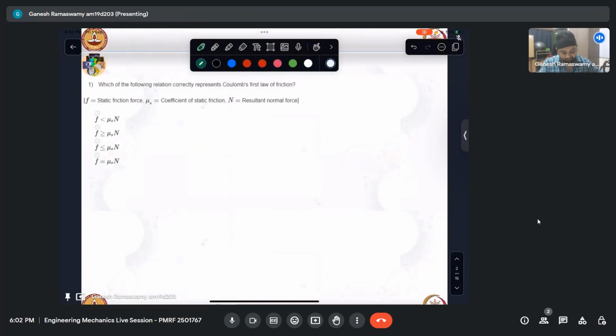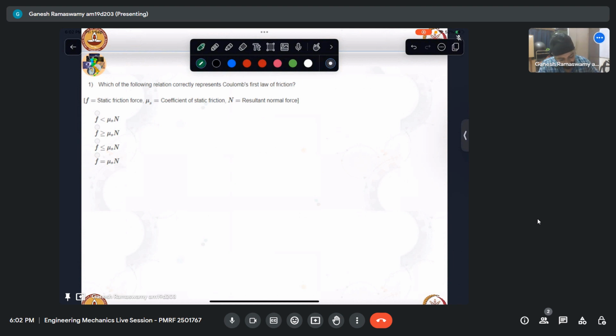The first question asks, which of the following relations correctly represents Coulomb's first law of friction? We have been given four options where F represents the static frictional force that is mobilized. The coefficient of static friction, as we all know, is dependent on the material pair, whatever two materials are in contact. Then we have the resultant normal force, normal to the contact interface. The four options differ based on greater than or less than symbols.